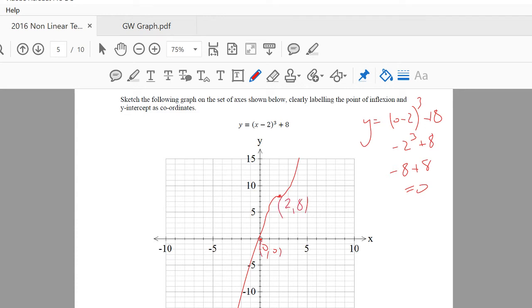Done. Perfect graph. They look kind of weird, cubic graphs, because when you try and even draw them to scale, they look very, very steep.